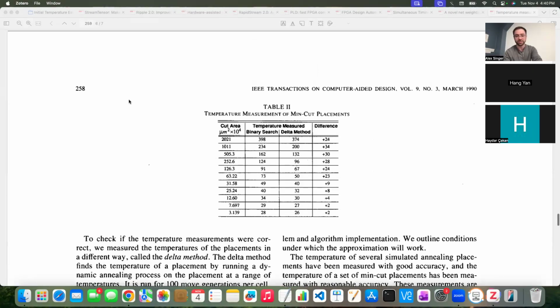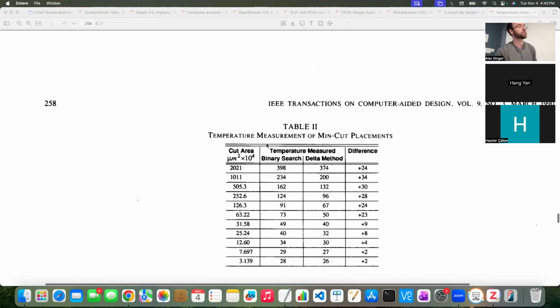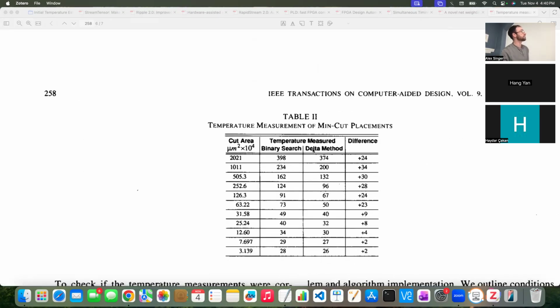But if you look at this table, you can actually see the difference between what they call binary search and the delta method. The delta method is basically the dynamic method, and this is the static method. You can see the difference in the temperature. As you can see, it's practically always higher to use the static method than the dynamic method. How I interpret this, though, is that this is the true equilibrium temperature. If you actually ran simulated annealing at a temperature of 374, you would expect to find a delta C of 0. Does that answer your question, Han?